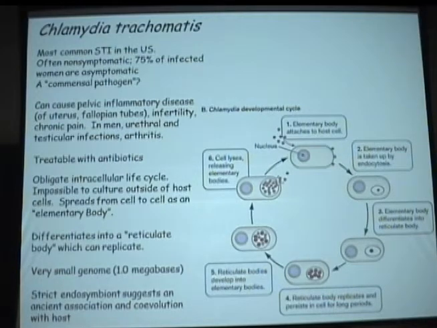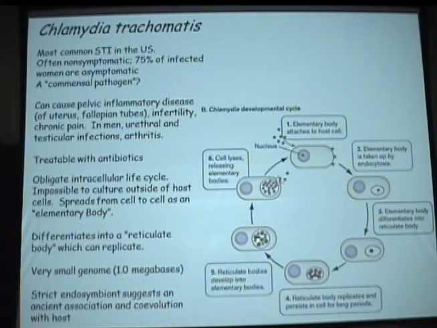This is from the textbook, it talks about how there is this form called an elementary body. I don't know why it's called elementary, but it is metabolically inert. It's almost like a virus. And it can invade a cell and replicate. It can differentiate into what is referred to as a reticulate body. Once again, I don't know the source of that word. The reticulate body is the replicating form, and they only happen inside of a host cell.